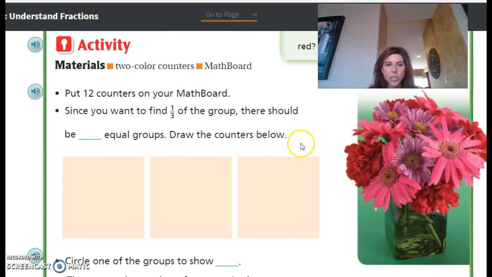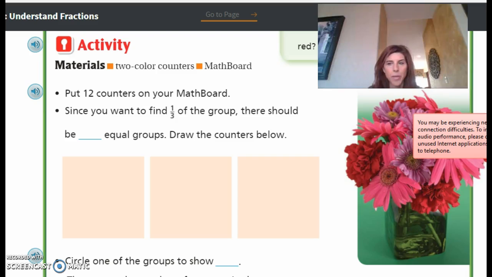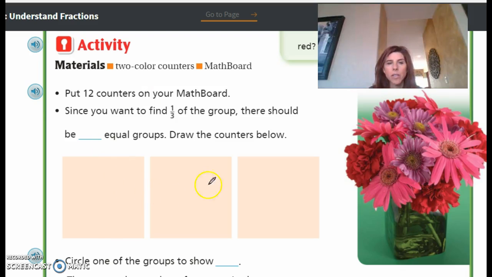So what we're going to do here is draw a picture. We're going to put 12 counters. So we're going to draw just 12 circles to represent 12 roses, and we're going to put them on these 3 spots here. The reason being is since you want to find 1/3 of 12, 1/3 of the group, the group is 12. There should be 3 equal groups. We already know that because that bottom always tells us the equal parts of the group. So we're going to draw 12.